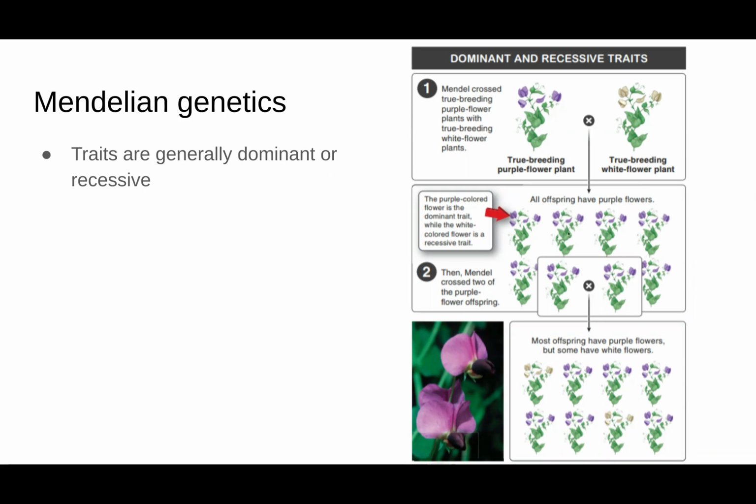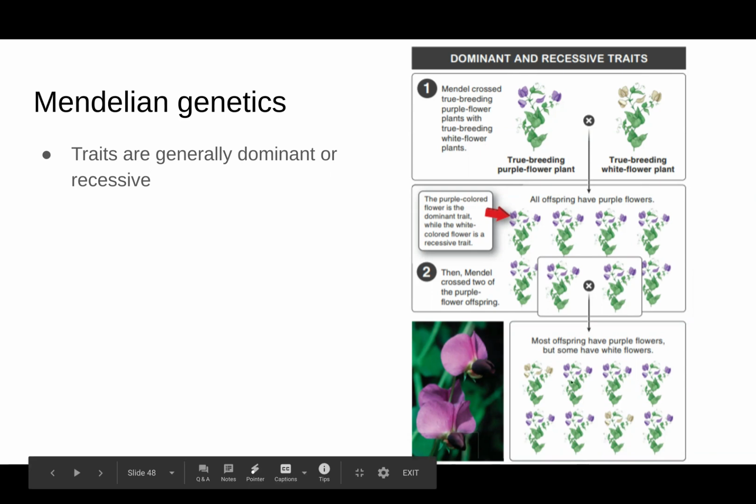And that tells you, well, maybe something's stronger about the purple than the white. So Mendel said, okay, what happens if I cross two of these first generation purples together? What he found is that in that second generation, the majority were purple, but he did have a few white ones.